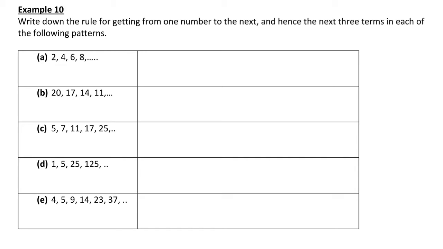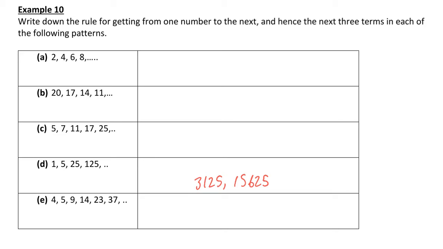Example D, 1, 5, 25, 125. So hopefully the way in which these have been done, it's clear that we're multiplying by 5. So 1 multiplied by 5 is 5, times 5 is 25, times 5 is 125. So the rule each time is multiplying by 5 each time. And the next 2 numbers are going to be 625, 3,125, and 15,625.